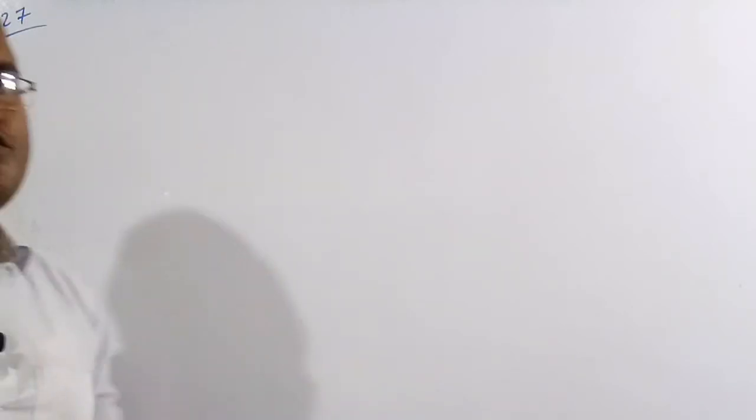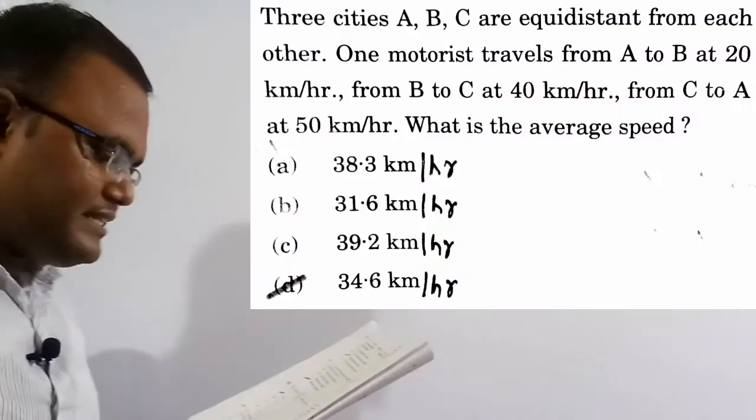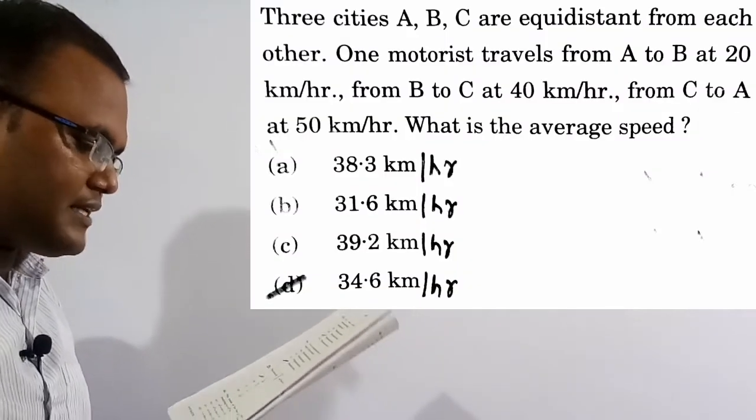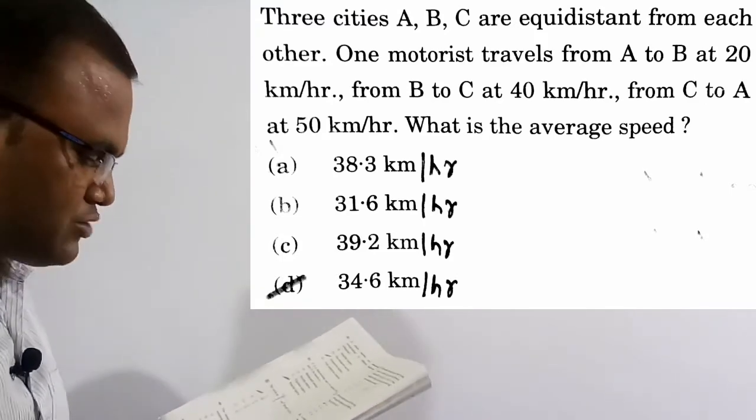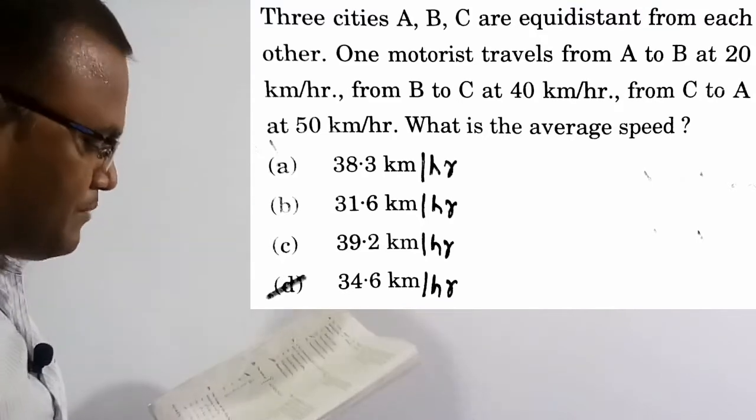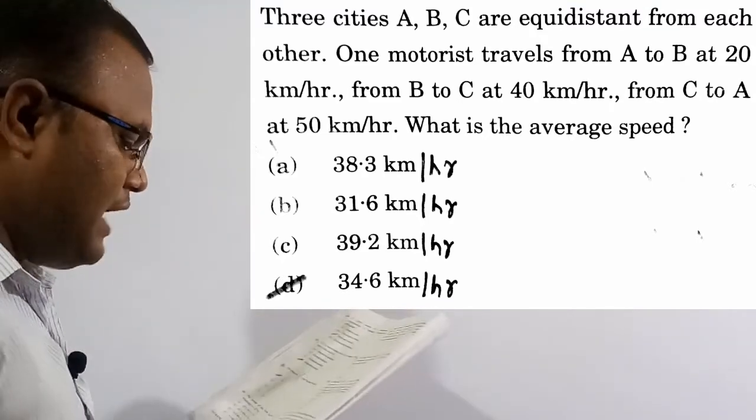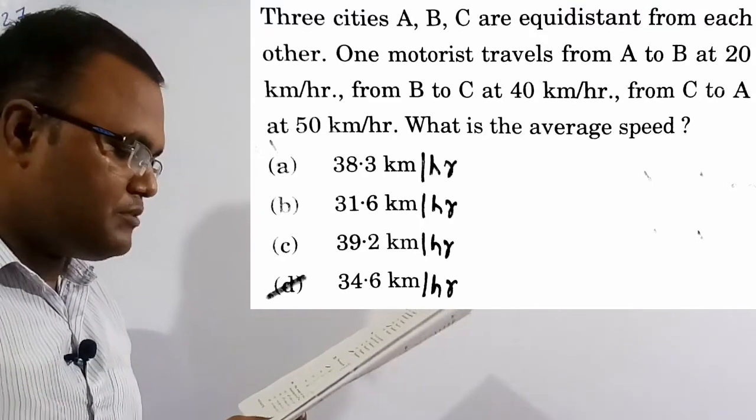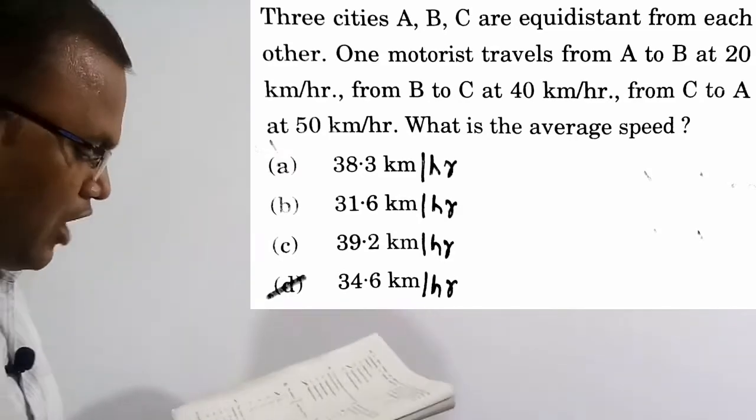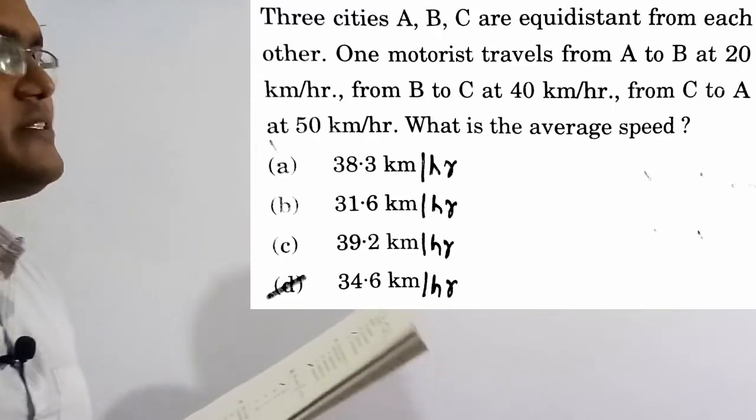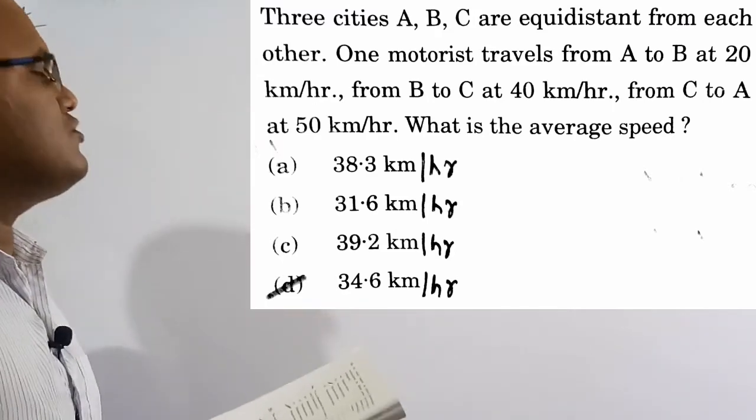So now we are going to solve the 27th question. See the question here. Three cities A, B and C are equidistant from each other. One motorist travels from A to B at 20 km per hour, from B to C at 40 km per hour, and C to A at 50 km per hour. What is the average speed we need to figure out? Out of the four options, option D, 34.6 km per hour, is the correct solution of this question.